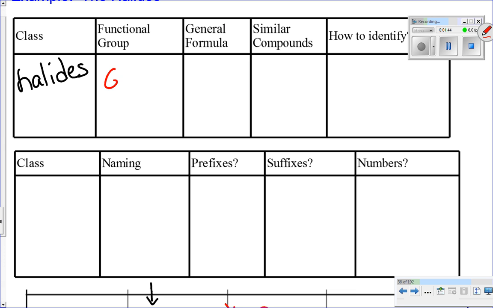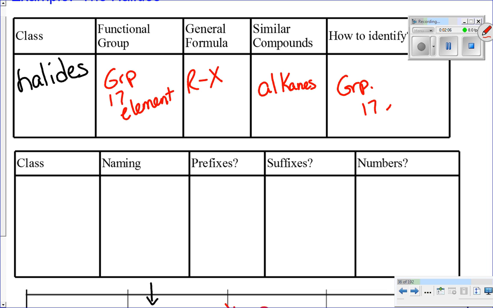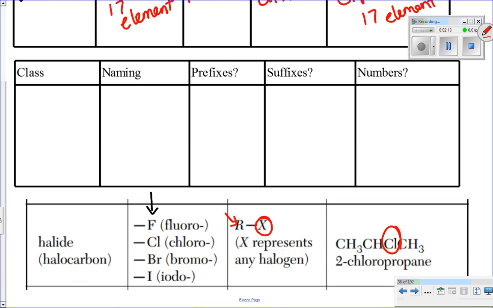So our functional group is going to be a group 17 element. Our general formula is RX, meaning we have that carbon chain with that halogen bonded to it. These are very similar to the alkanes, but will be different because of that group 17 element. They really stand out among the other different compounds we're going to be talking about. Using your example, you need to be able to name these.